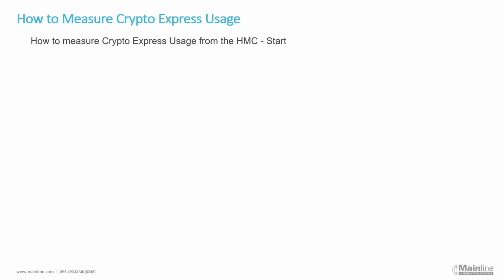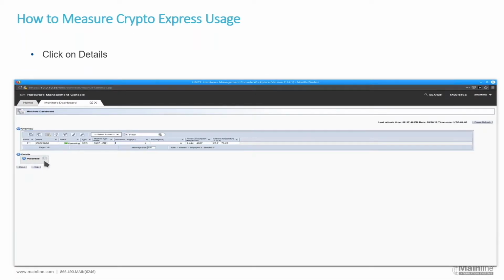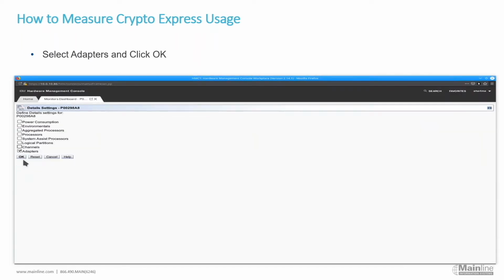You can also take a look at this from the HMC. If you get in and look at the monitor's dashboard, after you select details, you'll be able to select on adapters, and what you'll see is your crypto adapters will come up, and you'll select both of them.